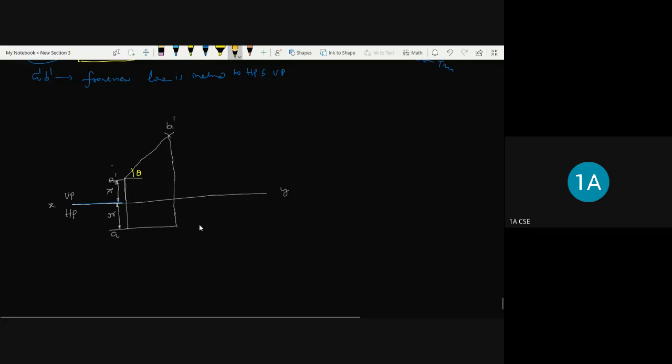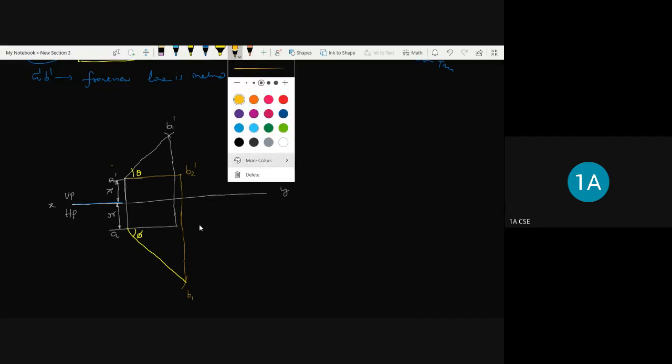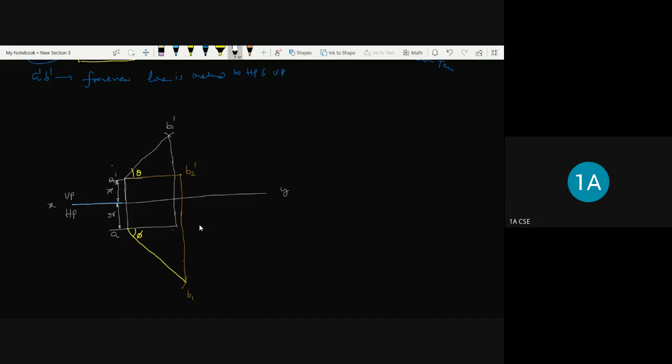And now I'm taking, say, a phi inclination. Say for example, this is the phi, and I'm cutting this line here. Okay, this is going to be B1. That's what we did in the previous class. The line is inclined to. Now from A dash we have joined like this, and we got this as B2 dash. Similarly, this point is B2.